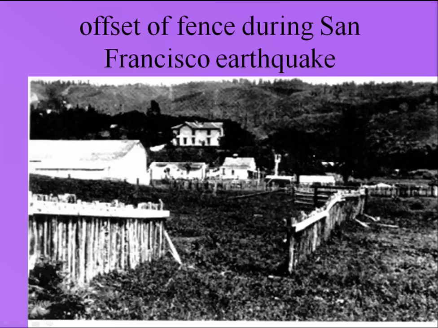In this picture, you can see an offset fence in San Francisco. You can see that the other side is clearly moved to the right because the San Andreas Fault is a right lateral strike-slip fault.